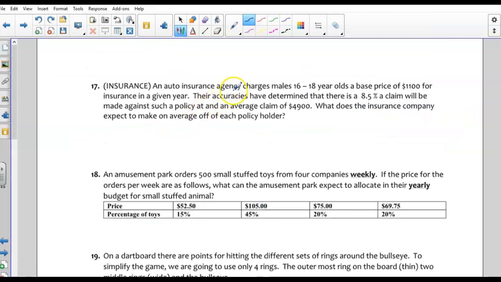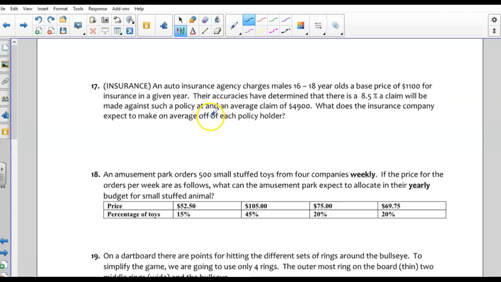An insurance agency charges male 16 to 18 year olds a base price of $1,100 for insurance in a given year. Their actuaries have determined that there's an 8.5% chance a claim will be made against such a policy at an average of $4,900. What does the insurance company expect to make on average off each policy holder?